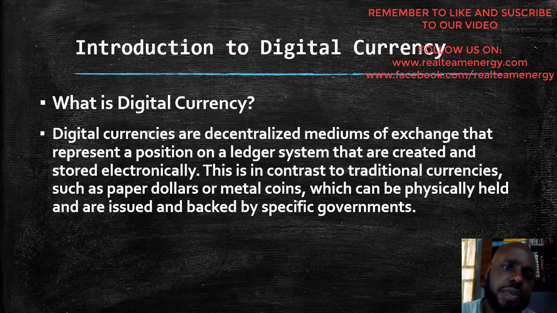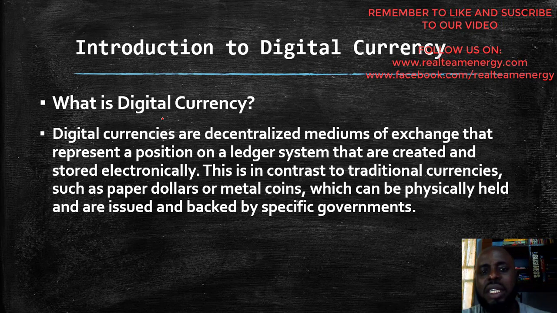What is digital currency? Digital currencies are decentralized mediums of exchange that represent a position on a ledger system that are created and stored electronically. This is in contrast to traditional currency such as the paper dollar or metal coin, which can be physically held and are issued and backed by specific governments. A digital currency, what does it mean? It's a currency that is used on the internet. It's a medium of exchange between one party and the other party, the buyer and the seller, exchanging either products or services online.